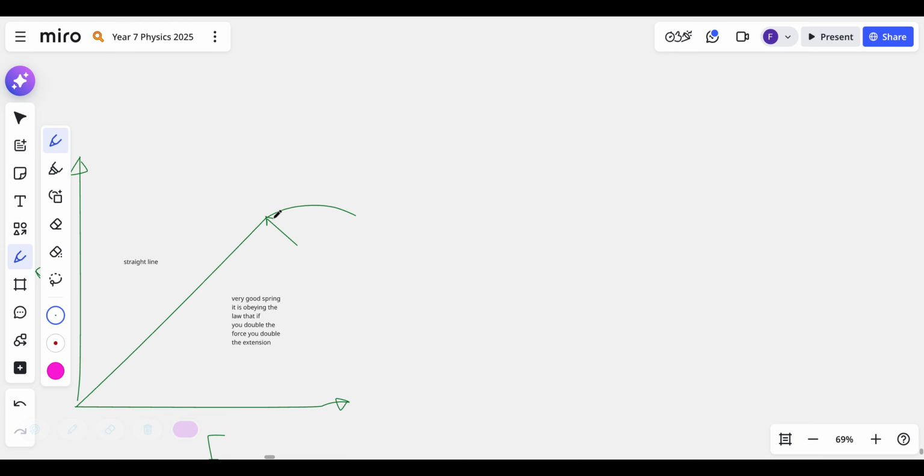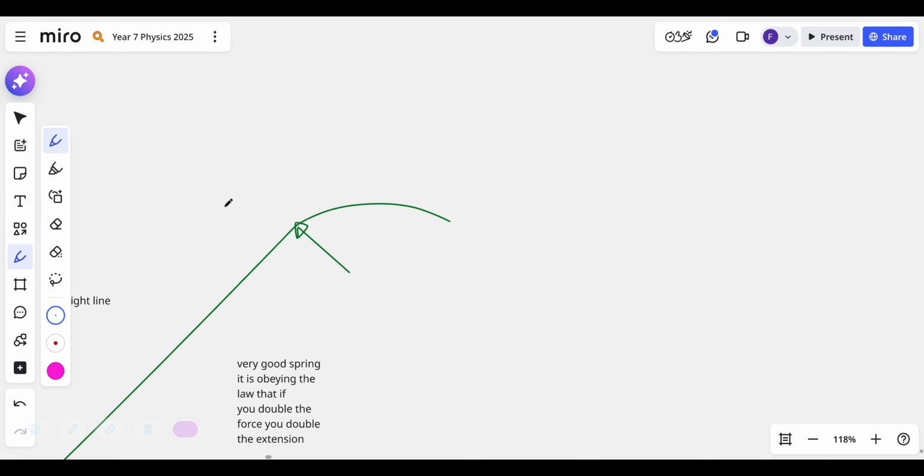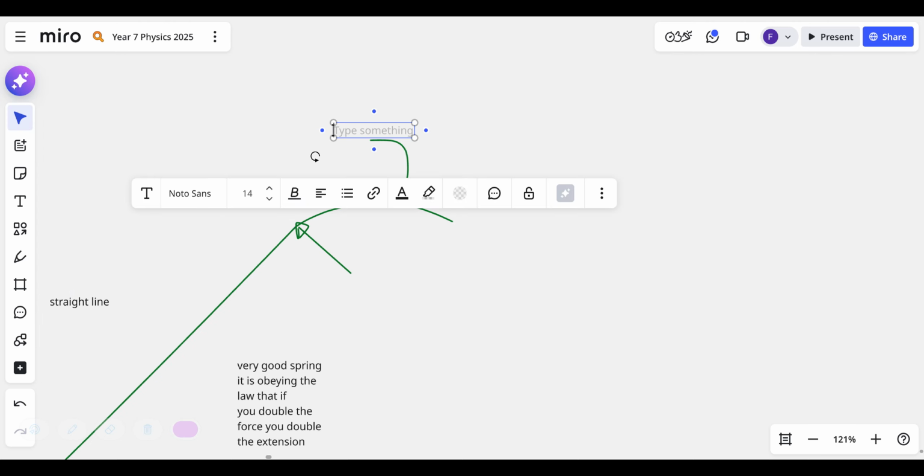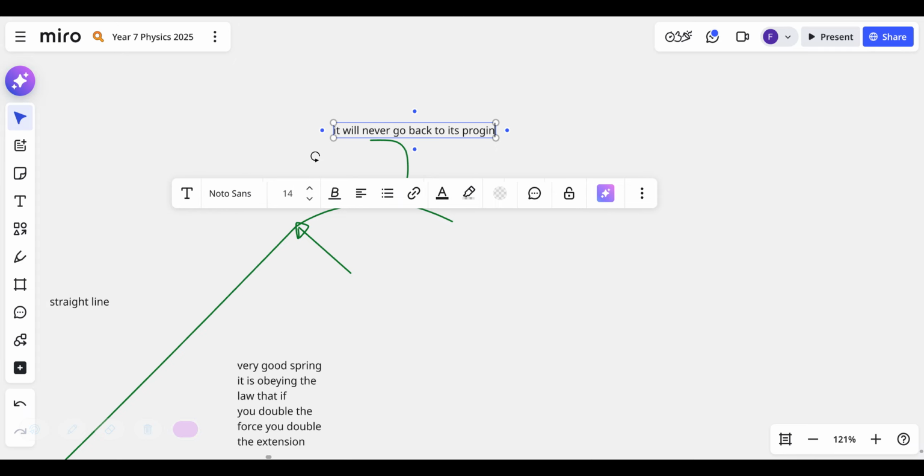That's called the limit of proportionality. We looked at it last week. And actually two things are going to happen. It will never go back to its original shape, right? Or it will break. Okay, well, that doesn't say original, does it?